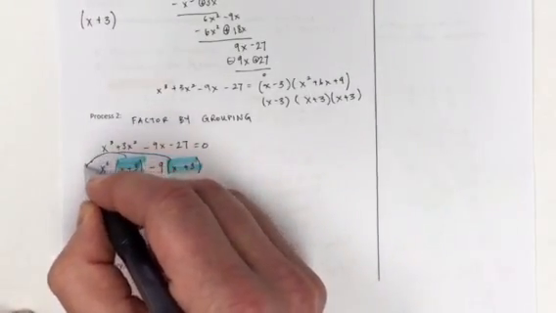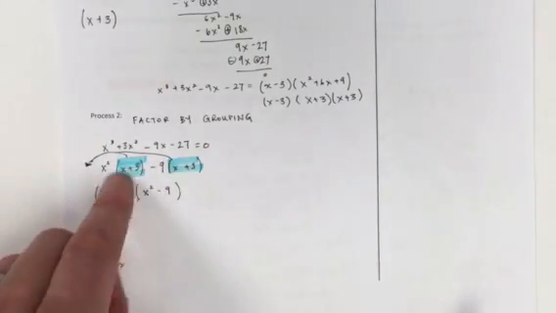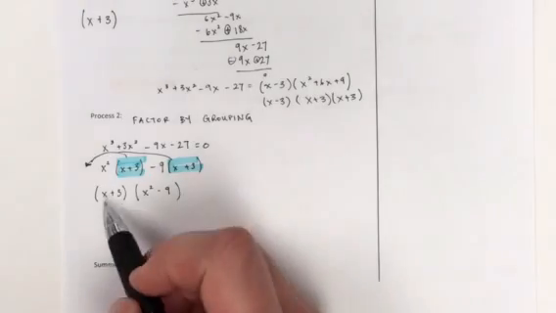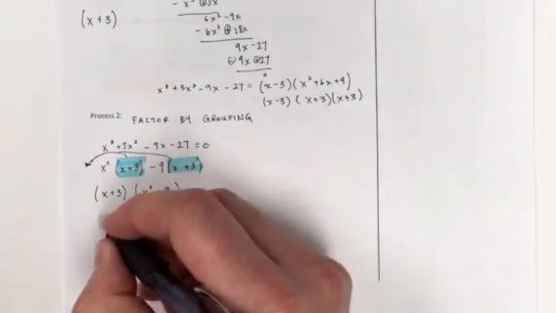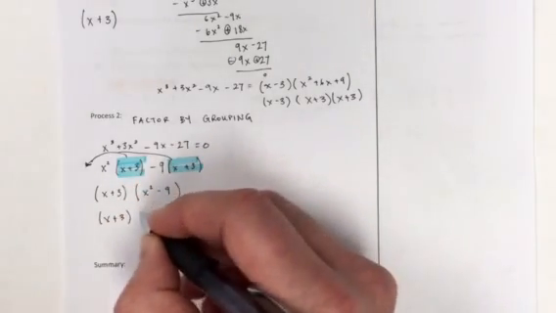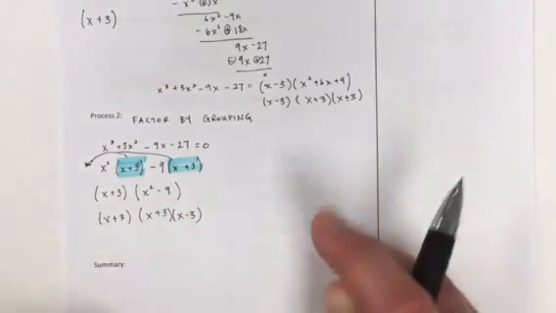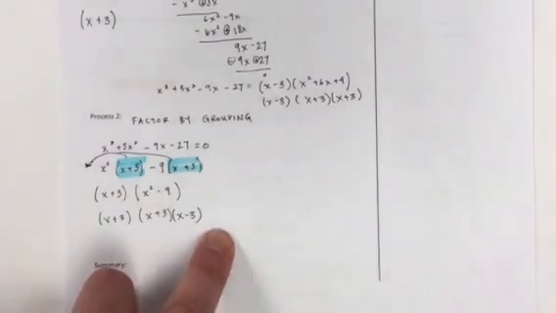We're used to putting our parentheses or our binomials into an equation, but sometimes we factor them out. And then I can have x plus 3. If I factor this, it's x plus 3 again, x minus 3, and I have the same three factors that I got from the previous method.